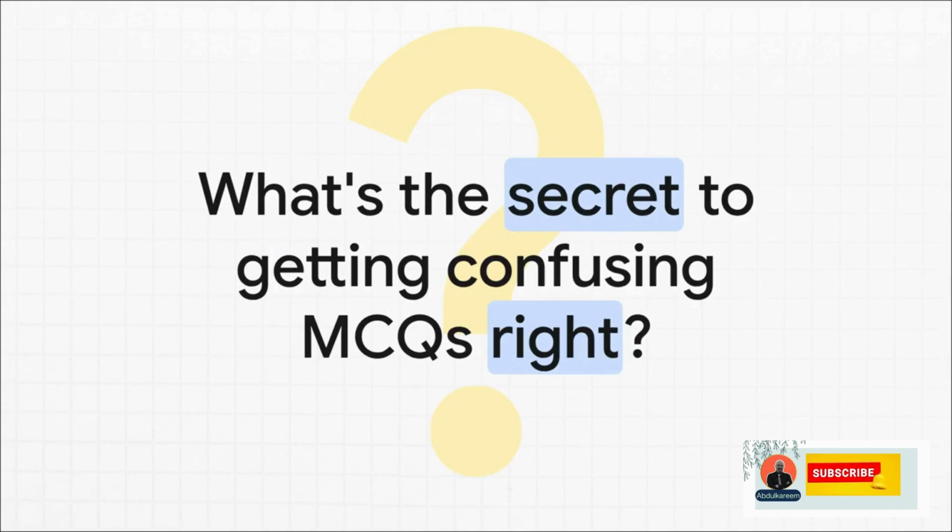So what's the real secret, right? How do you stare at 4 options that all look kinda right and consistently pick the right one? Well, it's not some magic trick. It's a strategy, a repeatable strategy. And that's exactly what we're about to break down.